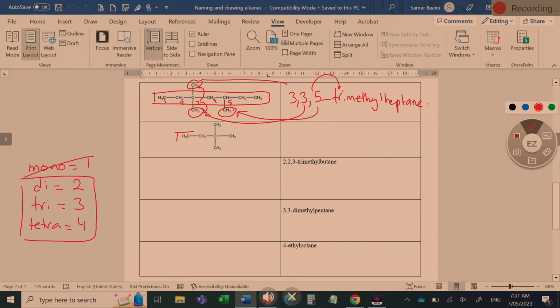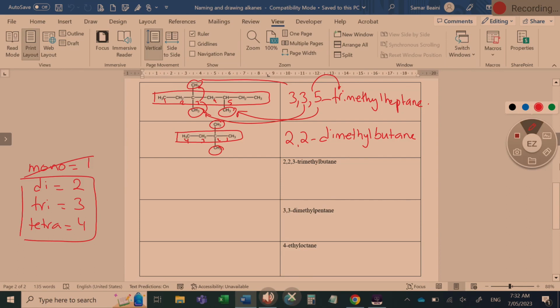I box the longest chain. So I box the longest chain. And then what? I circle the side branches. Okay, and then what? From which end am I going to count? From the left or from the right? From the right, because this is quickest to hear. 1, 2, 3, 4. And then, at what position do I see the methyls? 2. How many of them do I see? 2. So how do I say that? 2, comma 2, dash, di. Well done. Dimethyl butane. Done.